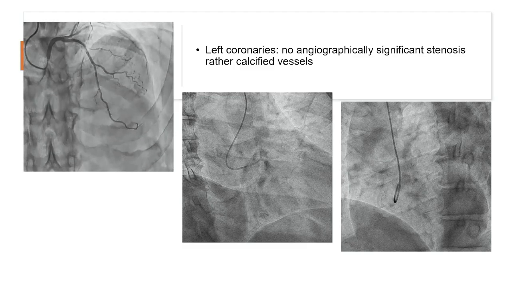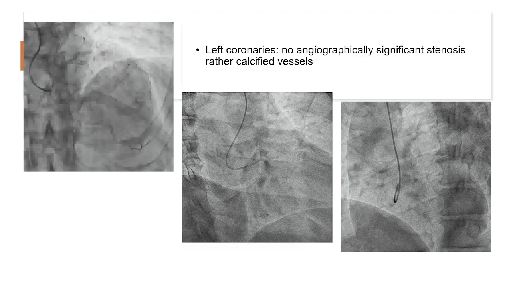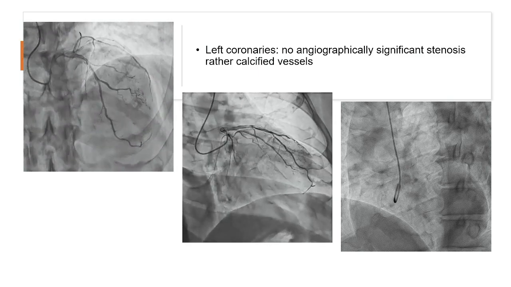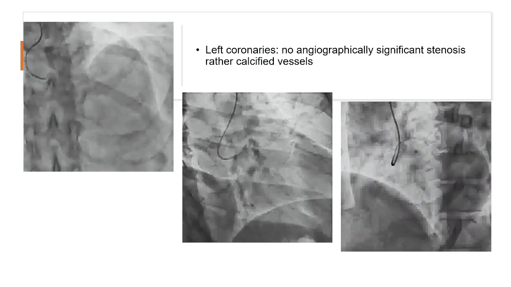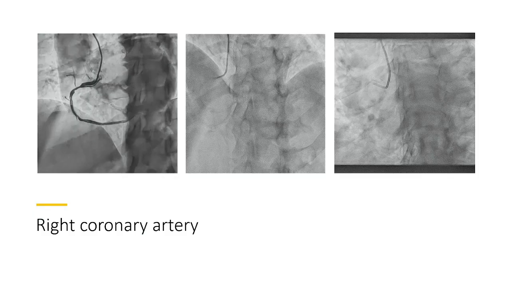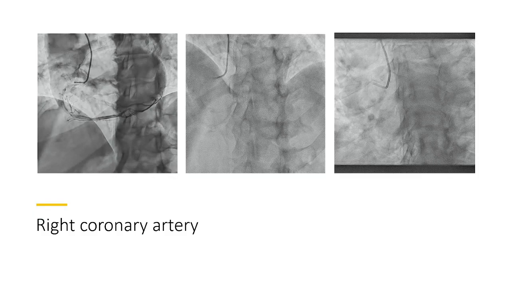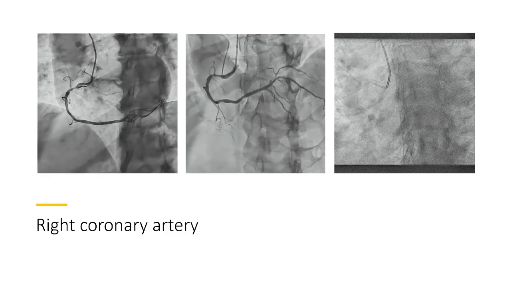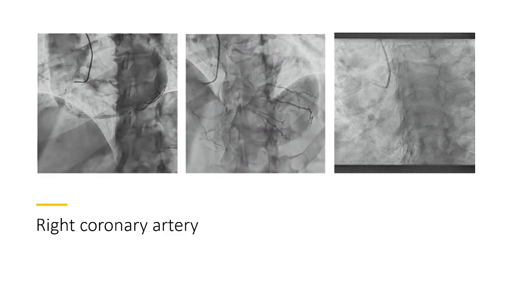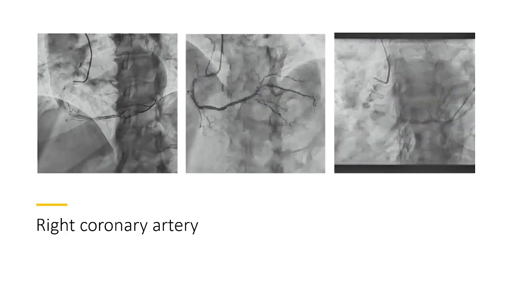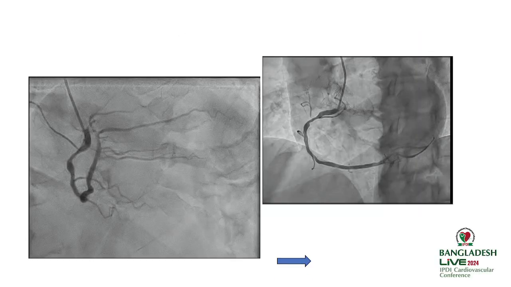This is the picture of the left coronary arteries. You can see the vessels are calcified, but there is not much significant coronary stenosis in the left system. Then we go to the right system, and here we see the proximal RCA showing a lesion that looks of intermediate severity with extensive calcification. This is the still picture at this point.